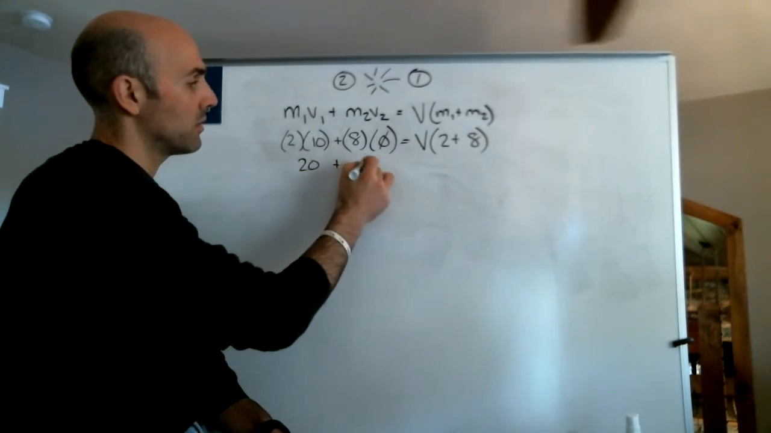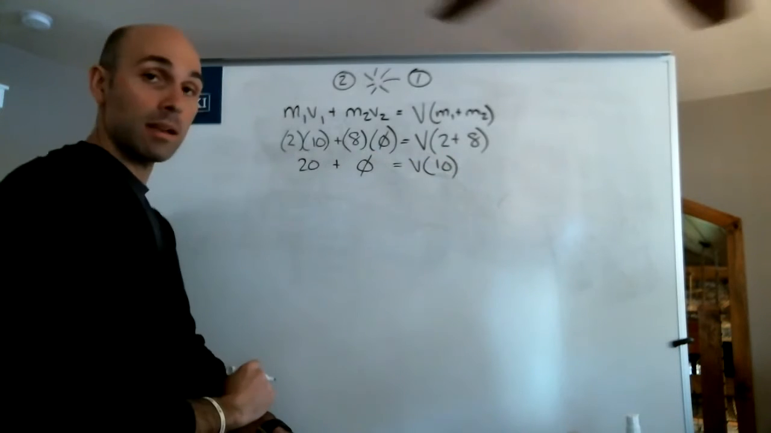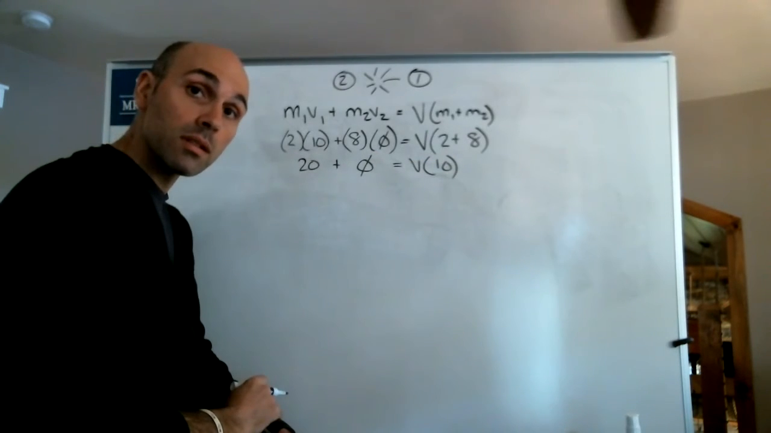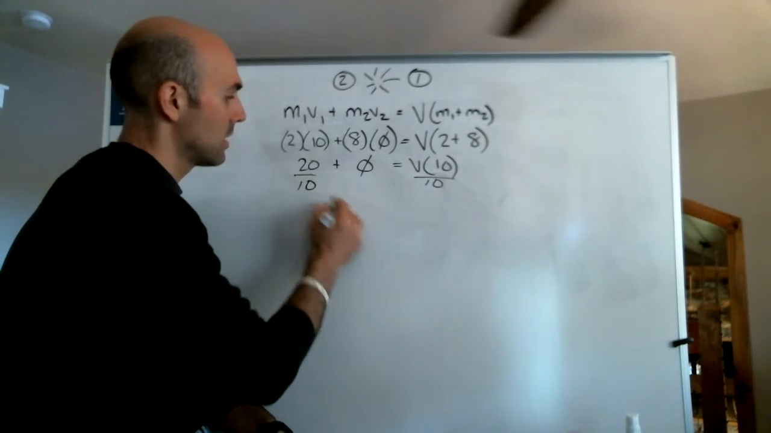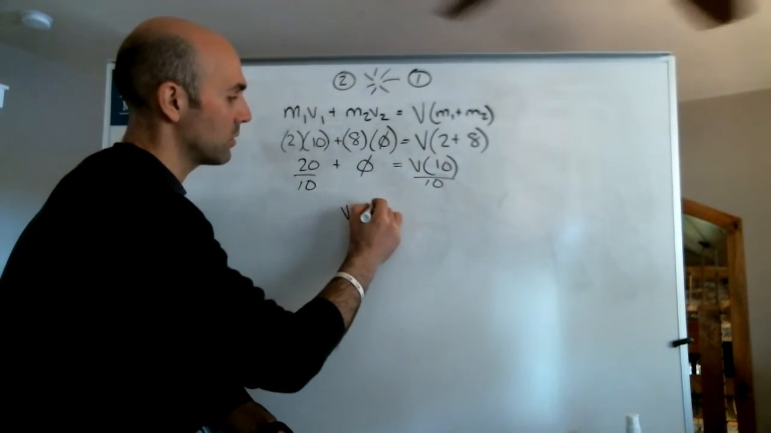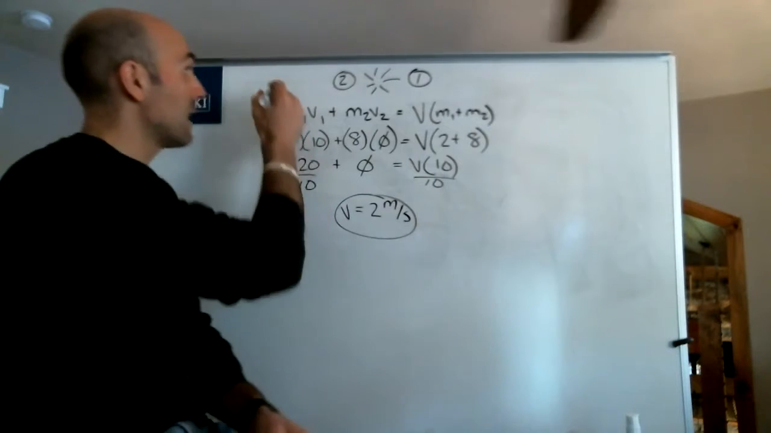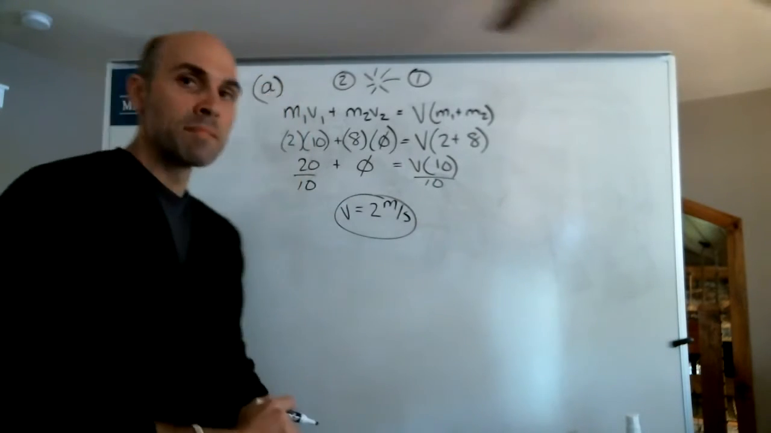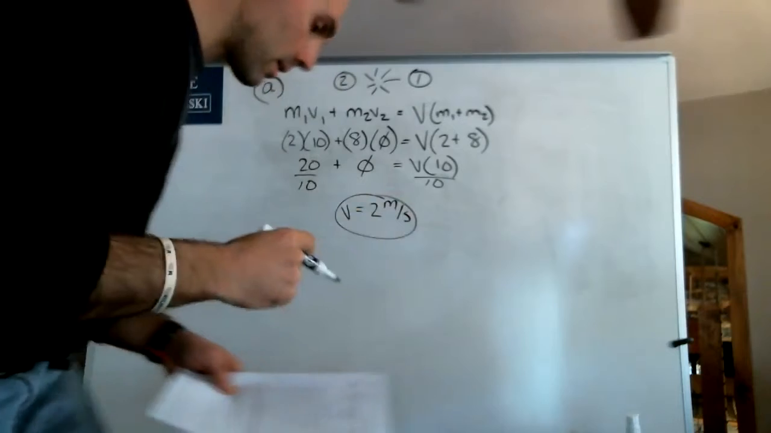20 plus 0 equals V times 10. What do we do next? Very good, divide. So we get a velocity that is equal to 2 meters per second. And that's for A. Very good. I'm gonna leave this up here so that we can compare.